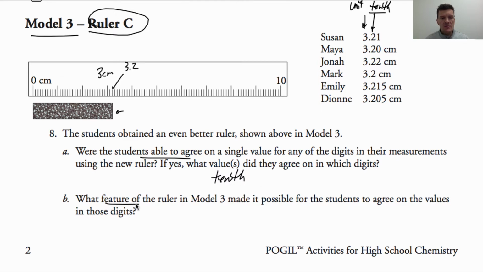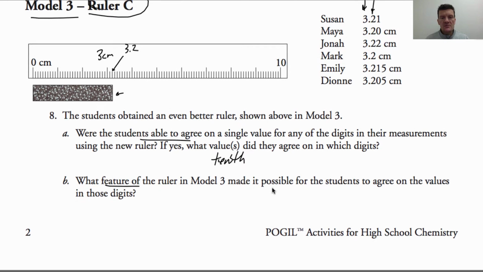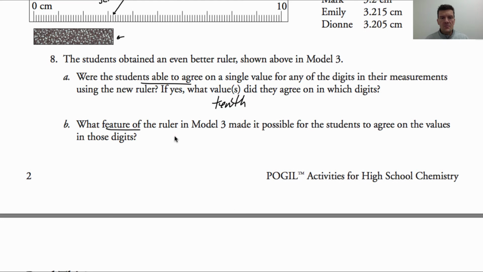And what feature? This time the feature is because we have more markings. We have markings that are to a tenth of a centimeter and not just to the nearest centimeter, or just to the nearest 10 centimeters. More markings, more precision allows that.